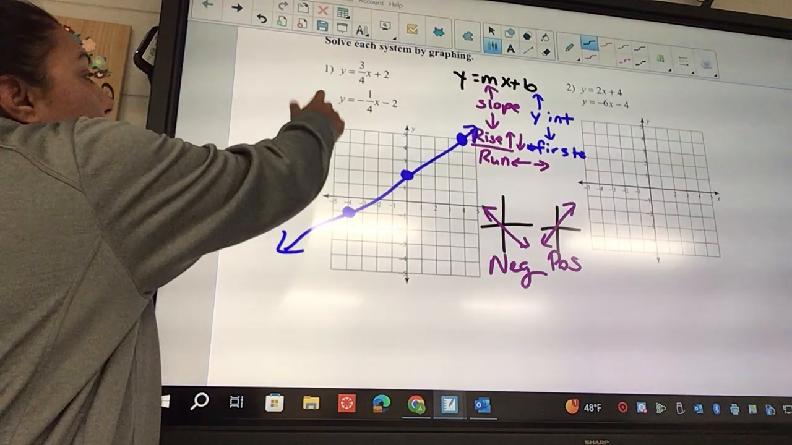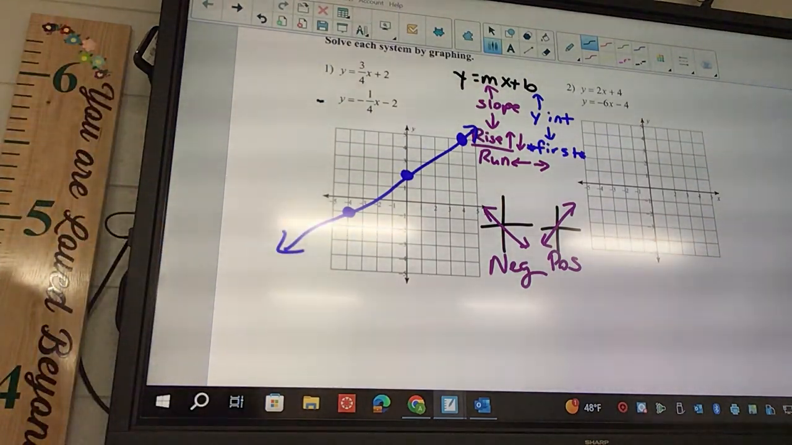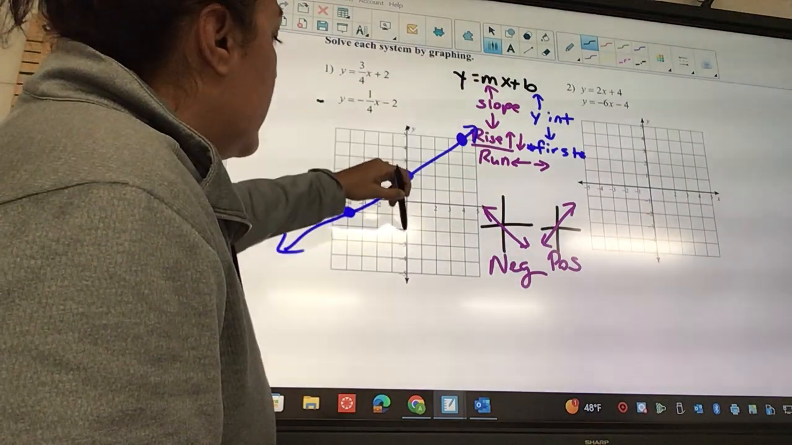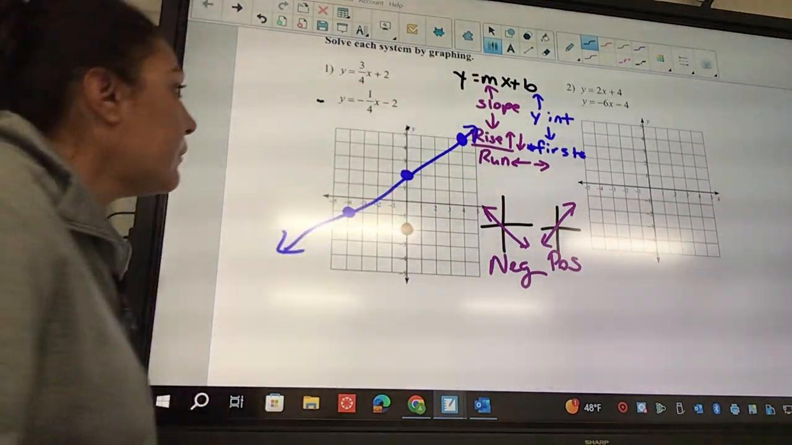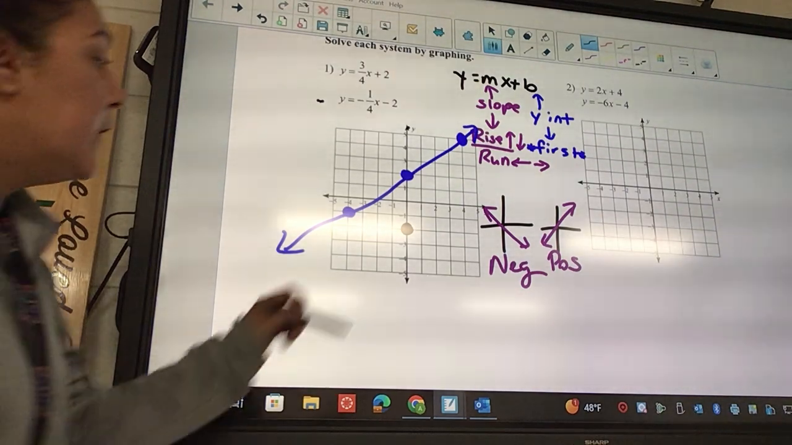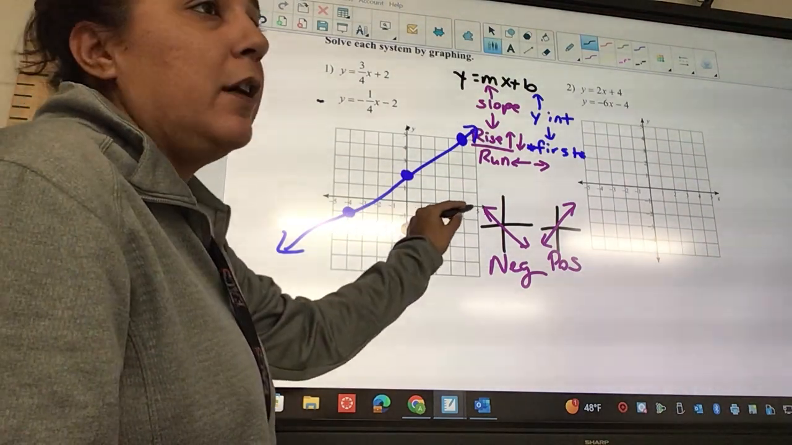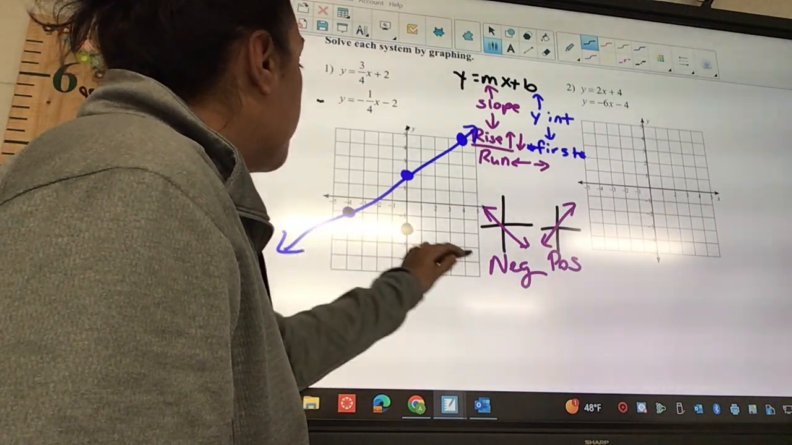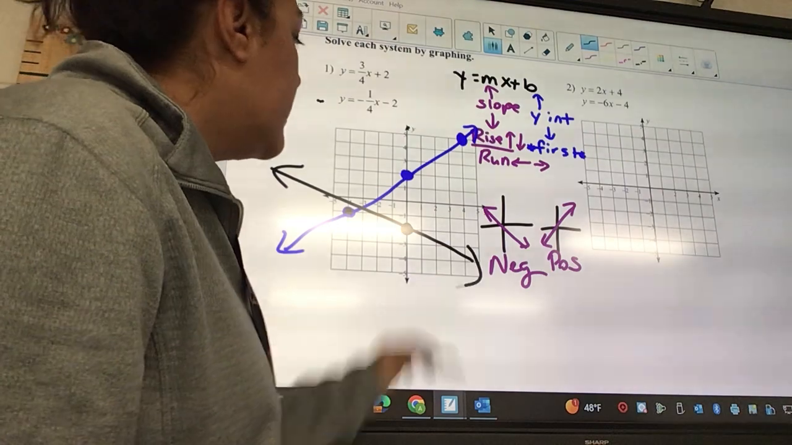Okay, line 2, this one, where does it start? At negative 2. So we're going to go to the y line and go find the negative 2 and put our dot. What is my slope? Negative 1 over 4. So we're going to go up 1 and over 4, which way? To the left. And again, use some common sense. If we go this way, are the dots going to intersect? No. So we're going to go up 1 and over 4. And I missed my dot, but that's okay.